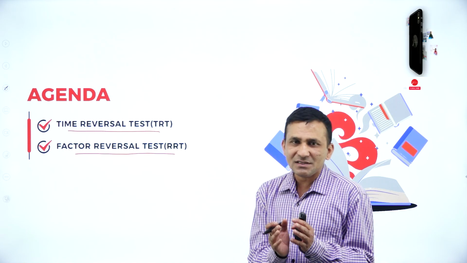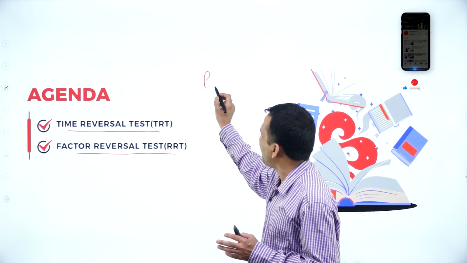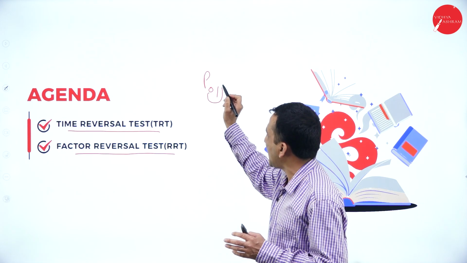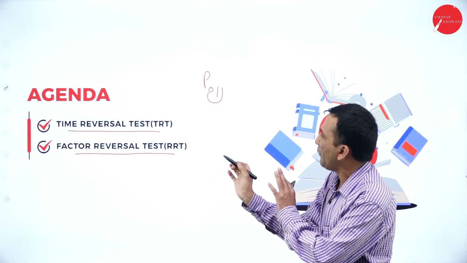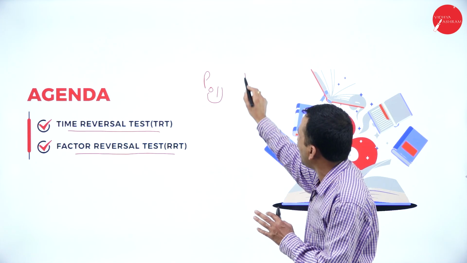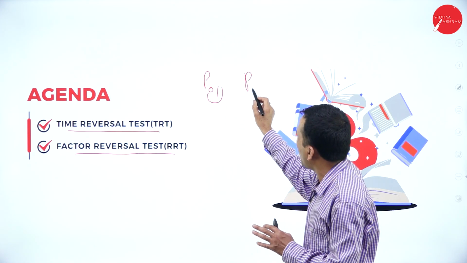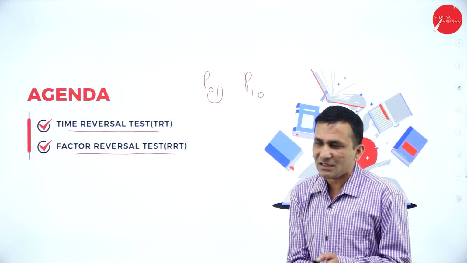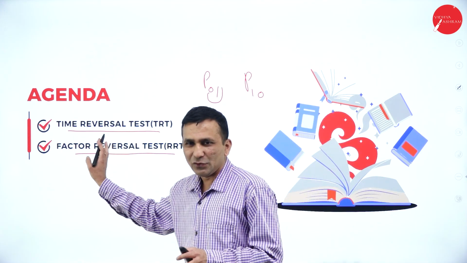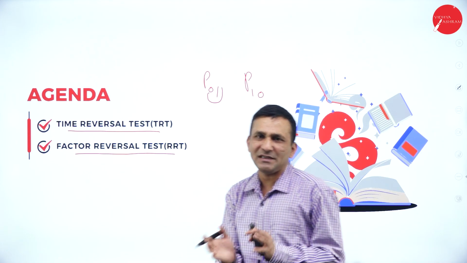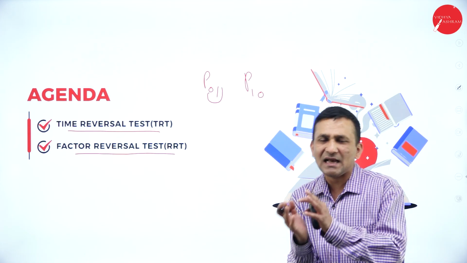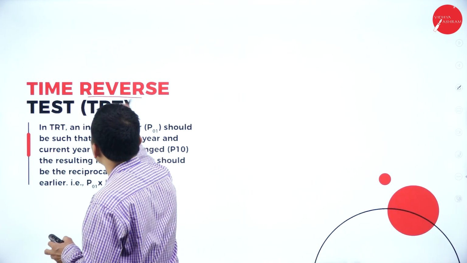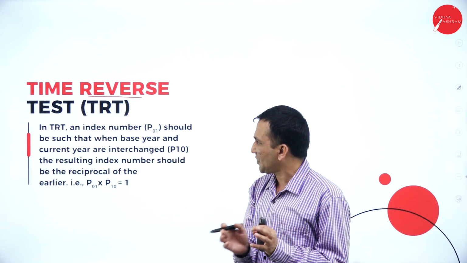Okay, the time reversal. You know the price index, which is P01, is from base year to current year. Now we are trying to change the time, so instead of writing 0 we write 1, and in place of 1 we write 0. That is only the time reversal factor. So only the time we are changing, but factor reversal means we do it for price as well as quantity completely.